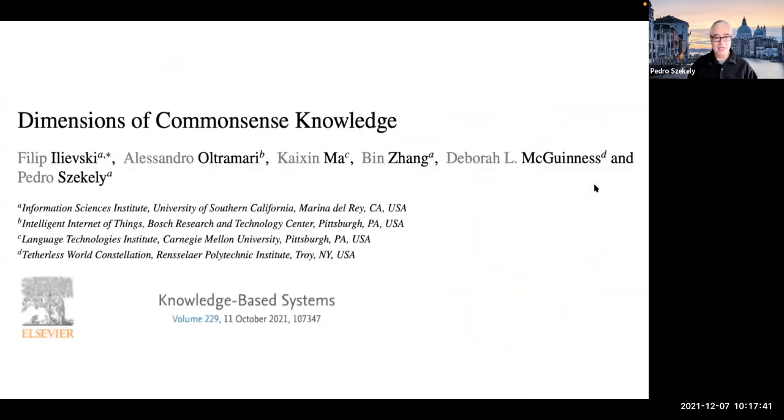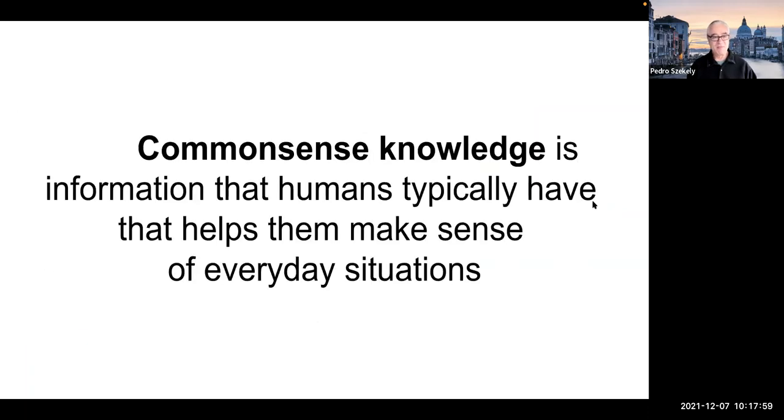So the work that is in this talk is a summary of a paper called Dimensions of Common Sense Knowledge. Philip is the first author in this paper, and actually kind of the engine behind this work. So next slide, please. A definition of common sense knowledge we gave in the paper is that it is information that humans typically have that helps them make sense of everyday situations. Next slide, please.